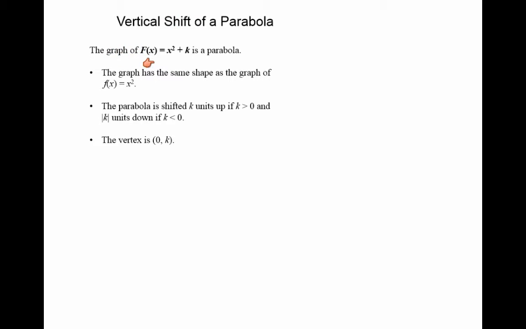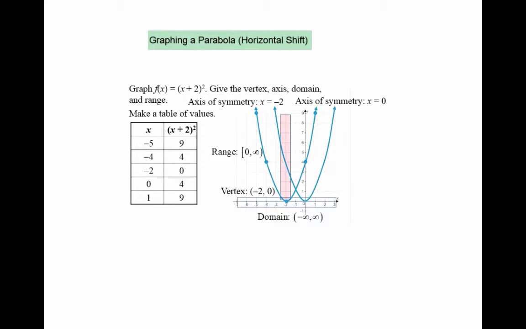So vertical shift of the parabola: the graph of f of x equal to x squared plus k is a parabola. The graph has the same shape as the graph of f of x equal to x to the power of 2. The parabola is shifted k units up if k is positive, and absolute value of k units down if k is negative. The vertex would be at (0, k). That's exactly what we looked at earlier.